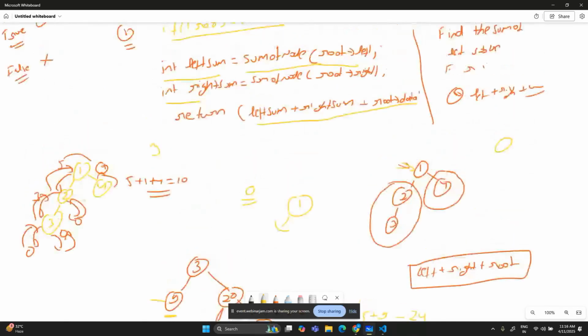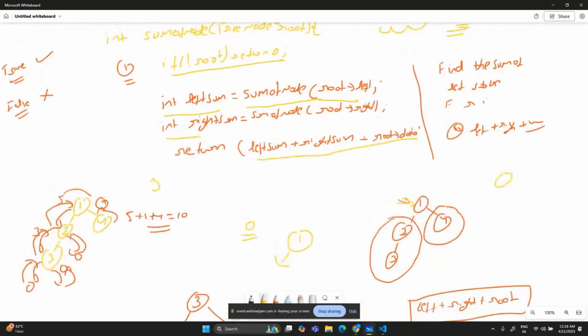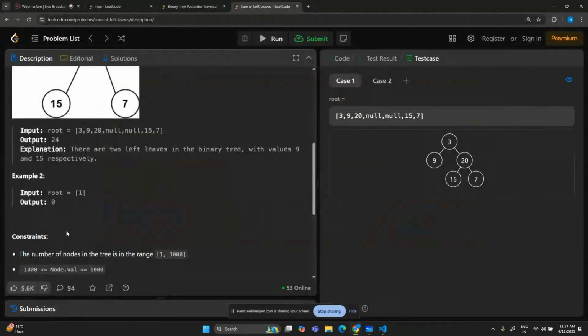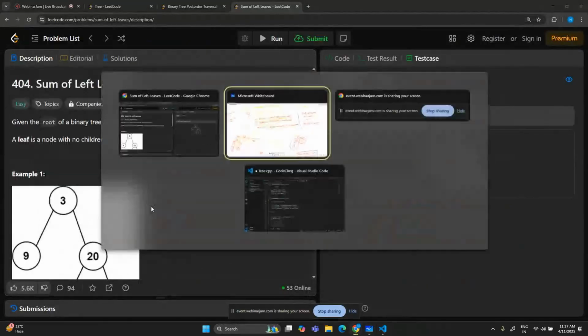So class, if this was the code for finding the sum of all leaf nodes, with this line we are able to calculate the sum of left nodes, and with the help of this line we are calculating the sum of all the right nodes. So how can we make changes in this code in order to solve question number 404?